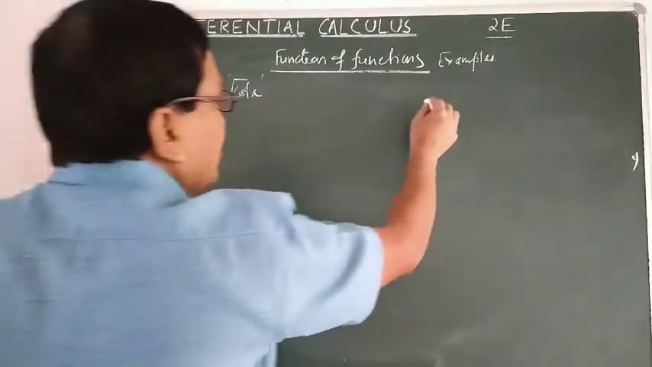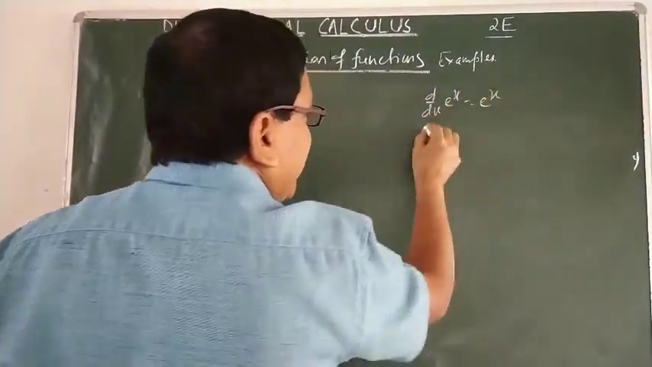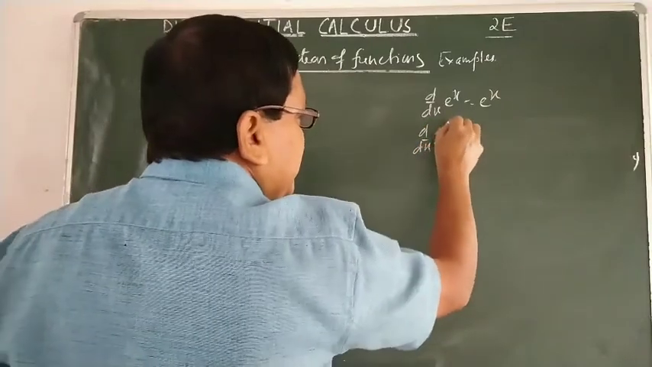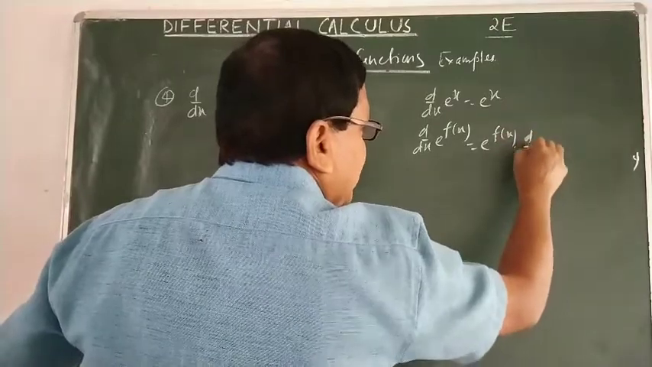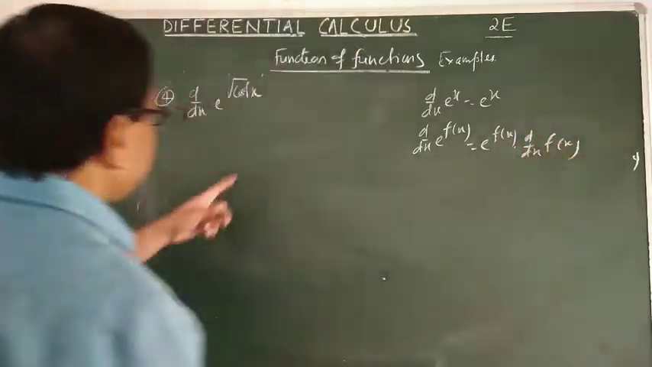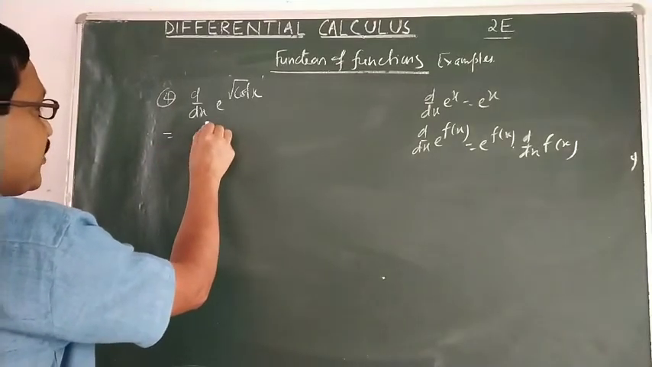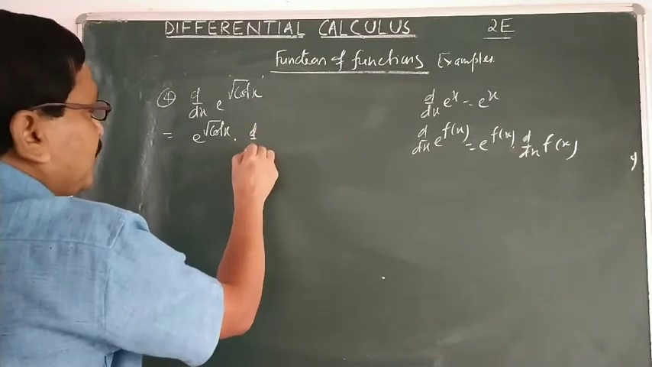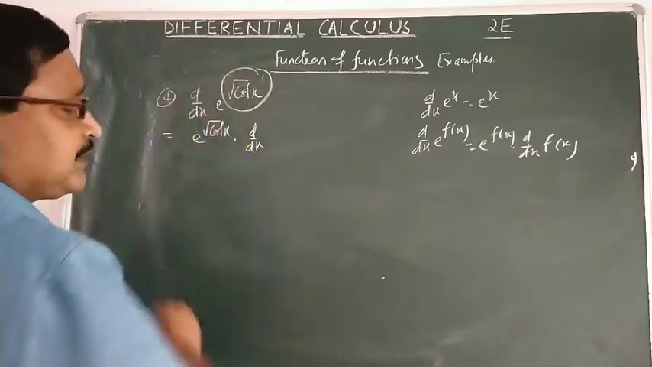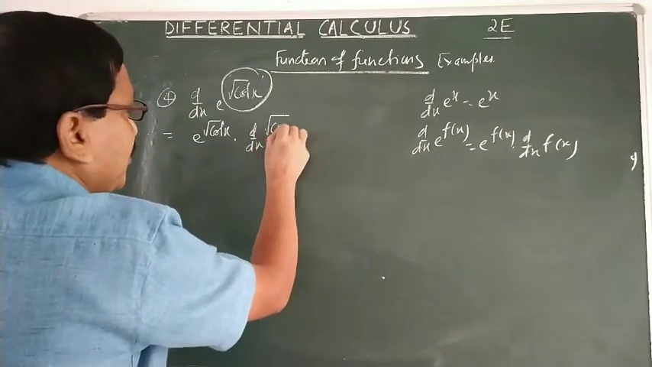So first of all, know d by dx of e^x. This is e^x, but d by dx of e to the power f(x) is e to the power f(x) into d by dx of f(x). Now according to this pattern, I am going to adjust this. This is e to the power root cot x into d by dx of root cot x, where this is your f(x).